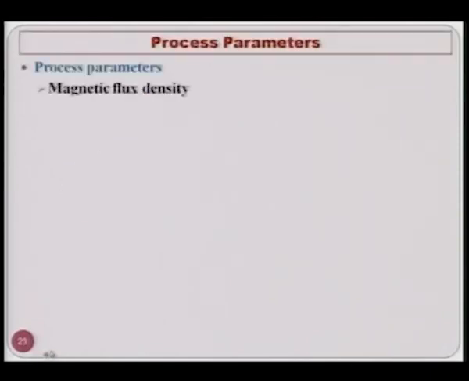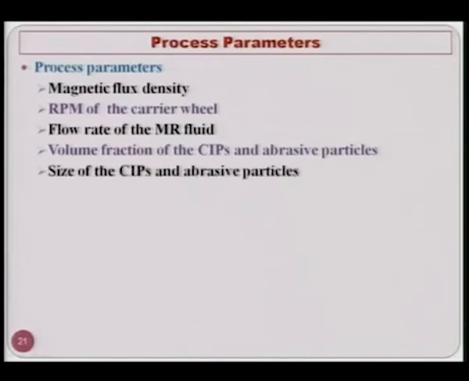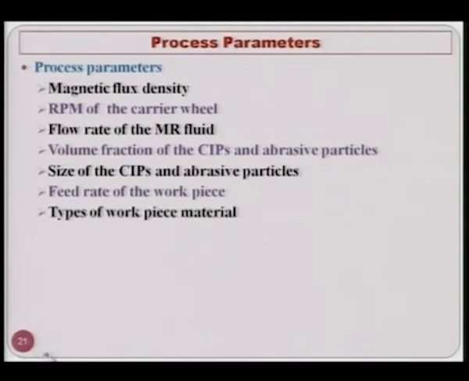Process parameters are magnetic flux density, RPM of the carrier wheel, that is rotational speed, rotation per minute of the carrier wheel, flow rate of the MR fluid, volume fraction of the CIPs, that is carbonyl iron particles, and abrasive particles, size of the CIPs and abrasive particles, feed rate of the workpiece with reference to the ribbon or the abrasive particle, types of the workpiece material.